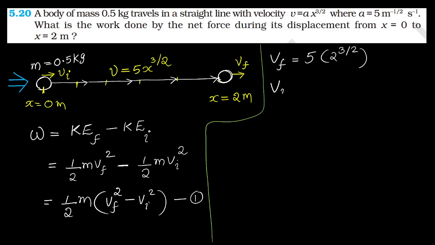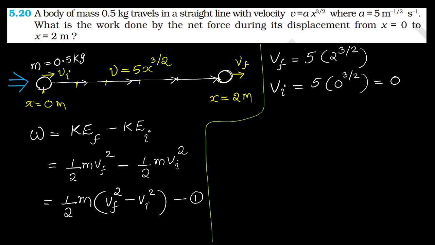Initial velocity. Initial velocity is, again, we have a formula for velocity. Initial velocity: substituting x equal to 0 in this formula, because initially the position is 0. So the initial velocity is obtained by substituting x equal to 0 in this formula. 5 into 0 raised to 3 by 2. 0 raised to any number is 0.